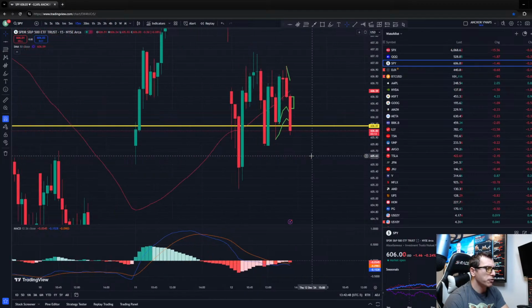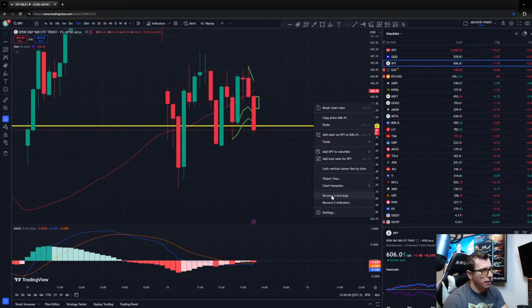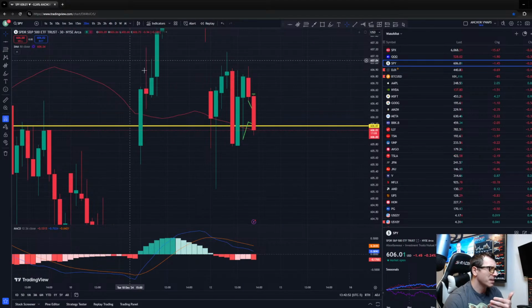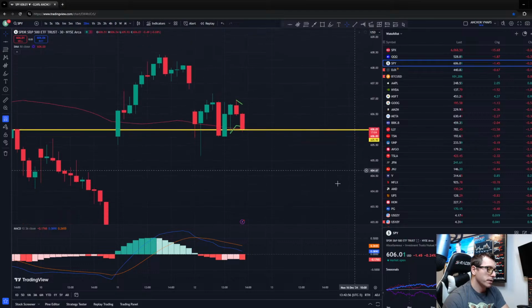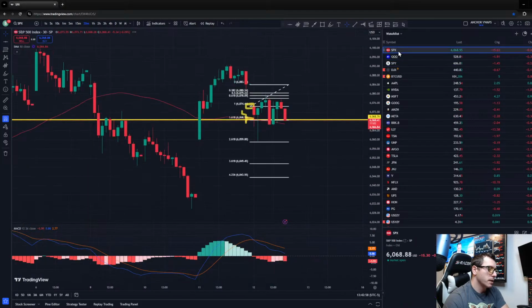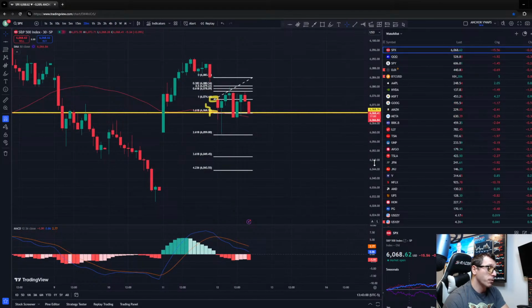Oh, actually, SPY's below the 50 SMA. What am I on? Oh, no, that's a 15-minute. I'm like, that ain't right. So again, we're just basically flirting with that 50 SMA. Let's check the SPX. See, the SPX is actually above.